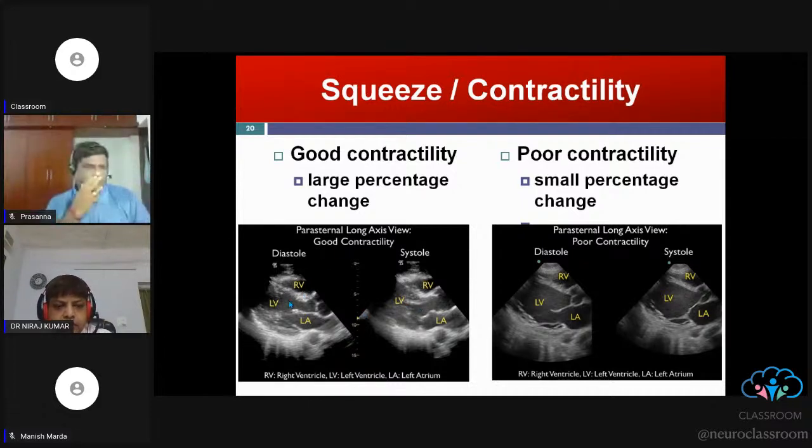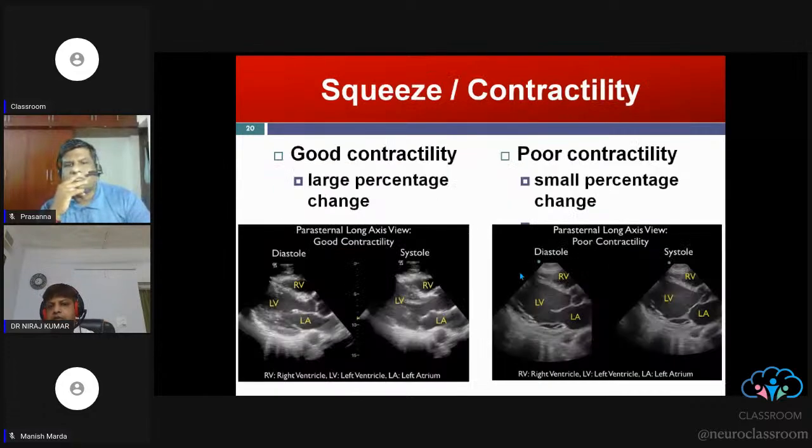So what is the percentage change in chamber size from the diastole to systole? By visual estimation, you can have an idea about the good contractility. Naturally, if you are seeing this type of image, this is the diastole period. This is the chamber size in the diastole, and this is the chamber size in the systole. You can see that there is not so much change from the diastole to systole. So that is the sign of poor contractility.